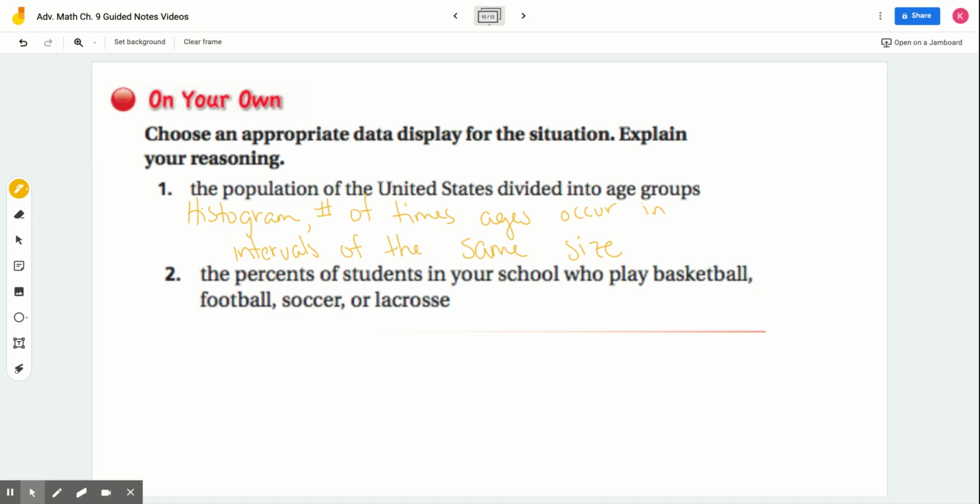Number 2, the percents of students in your school who play basketball, football, soccer, or lacrosse. So this one could kind of go a couple different ways. I know when we hear the word percents, often we think of a circle graph or a pie chart. In this case, we're splitting the students into 4 specific categories. So if you gave a good explanation for a circle graph or a pie chart, that would be fine. The best answer here would probably be a bar graph. So it shows the data in those 4 specific categories.